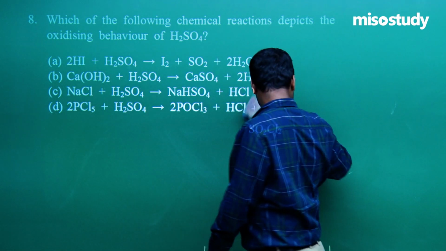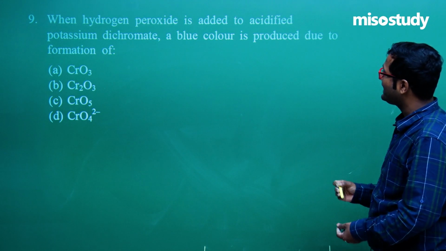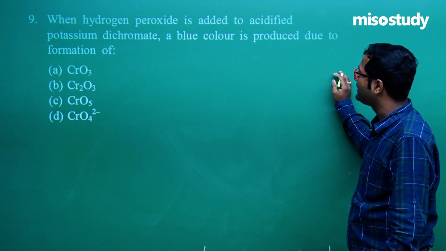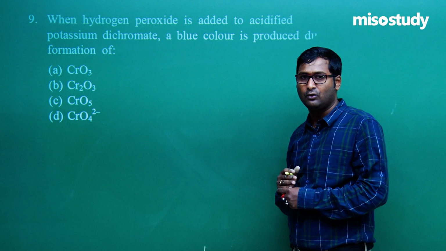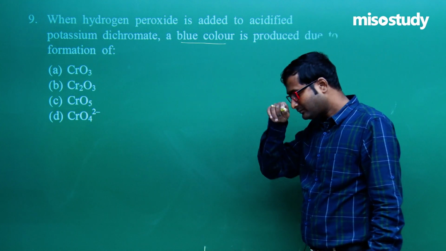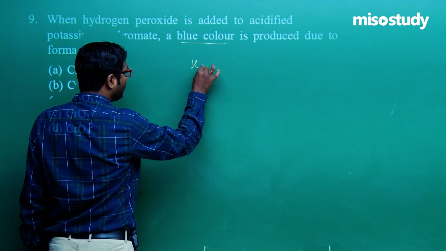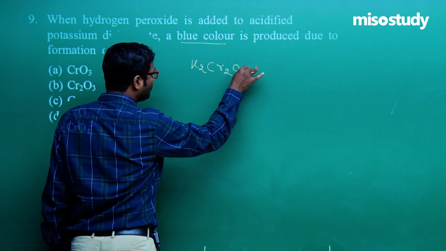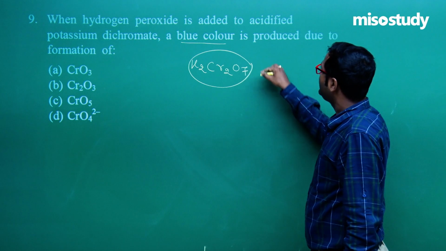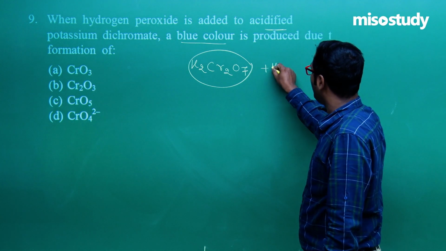Look at the next one. What is the next question? When hydrogen peroxide is added to acidified potassium dichromate, a blue color is produced due to the formation of, this is the theory based question. We people know this is the theory based question, and blue color, as I discussed earlier in my previous question, when potassium dichromate, what is the formula of potassium dichromate? We people know that is K2Cr2O7. Clear? This is the potassium dichromate, and potassium dichromate on treatment with acidified H2O2.